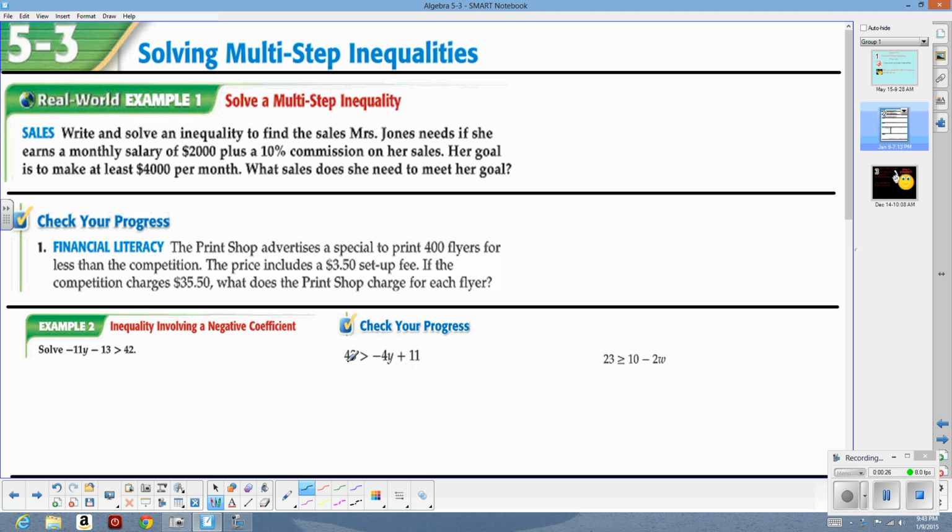Well, the first thing I do is define my variable. I'm going to use S for her sales because it asks what sales does she need to meet her goal. That's what we're trying to find out, so that's going to be my variable. That's the amount in sales is going to be S.